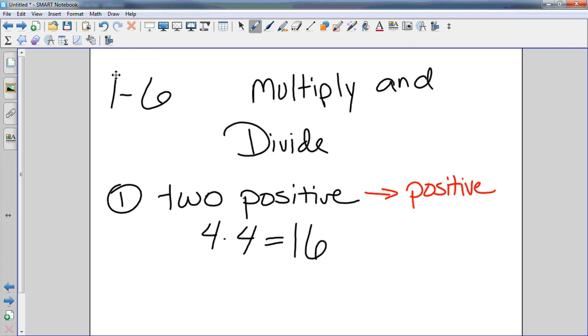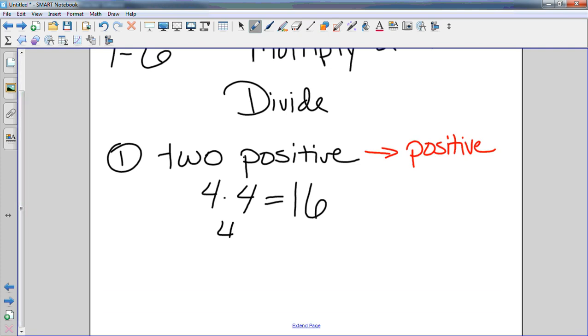What about 4 divided by 2? Are they both positive? So my answer is going to be 2, which is positive 2, right? Positive 2.